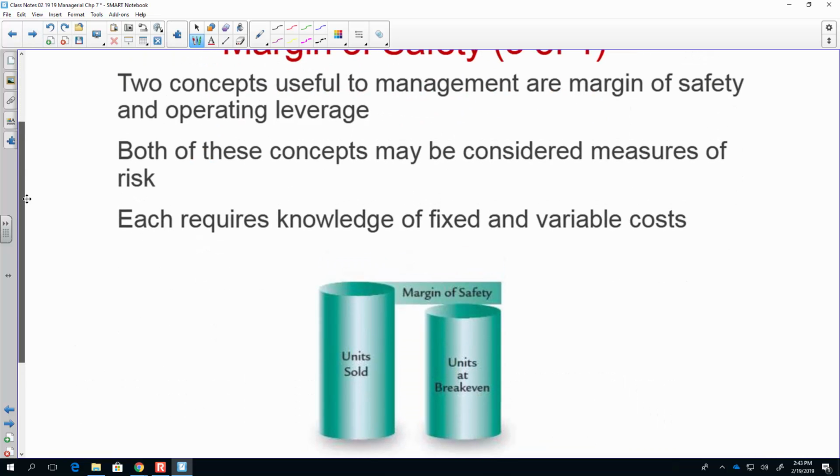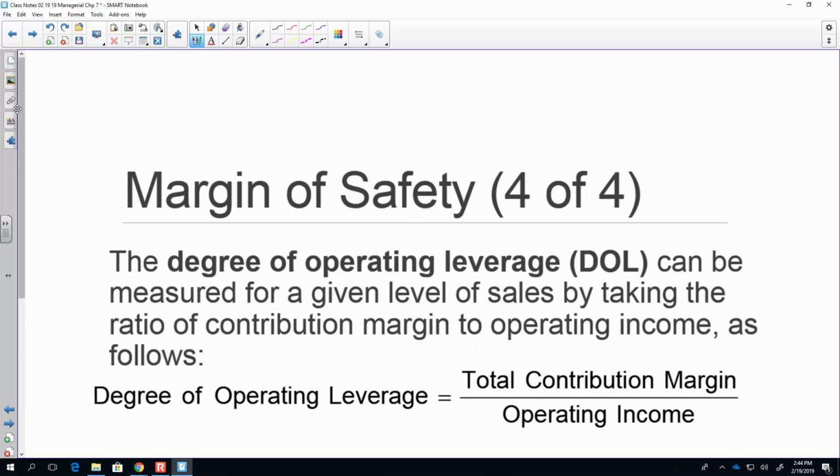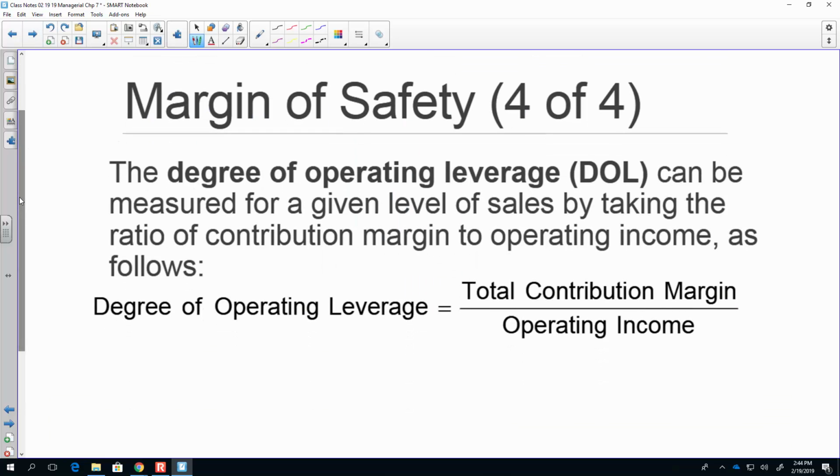They even show this little graph. This is on page 359, for visual learners, here you are. Units sold, break even, that difference, margin of safety. So simple. Now, this is the one I like. This is one of your questions on your 25-point problem, guys. It's called operating leverage computation, page 360 of our book.